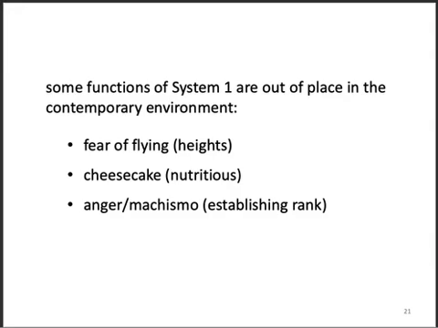Just like the example we just looked at, here are some other functions of System One that are out of place in our contemporary environment. It's natural to have a fear of heights. So when we take an airplane, many people feel very afraid. Or if you're on top of a very high tower or building, looking down, you feel very afraid, even though there's basically no chance that you will actually be hurt. But you still feel afraid because of this general fear of heights.